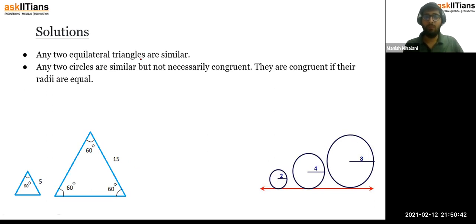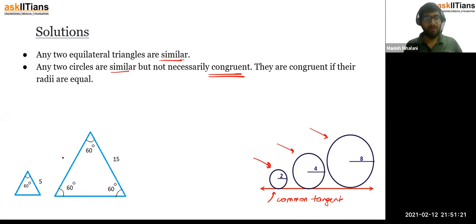So any two equilateral triangles are similar, any two circles are similar but not necessarily congruent, because you all can see here that these three different circles have different radii, although they have a common tangent. This is the common tangent of these circles, but they have different radii, right? One is 2 units, 4 units and 8 units. So they are similar circles but not congruent circles.